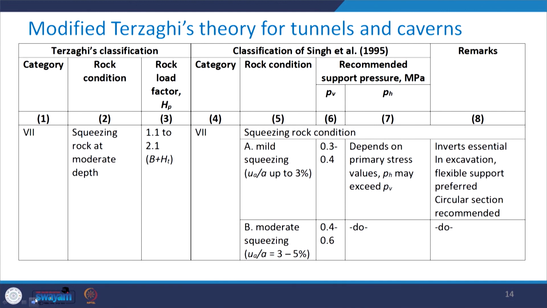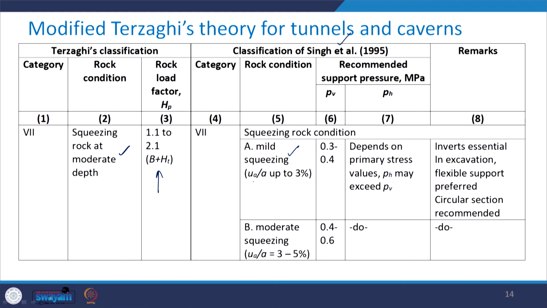Now, if you have the squeezing rock at moderate depth, this is what I am talking about, the Terzaghi's classification system. This is the rock load factor. This we have discussed in the previous class as well. But when we come to the classification system of Singh et al., here they did not go for the squeezing rock at moderate depth or great depth. Instead, they went for mild squeezing, moderate squeezing, and high squeezing.